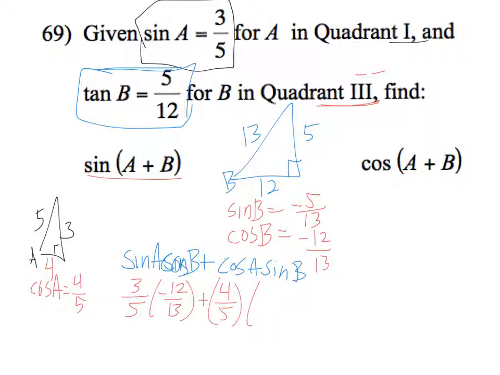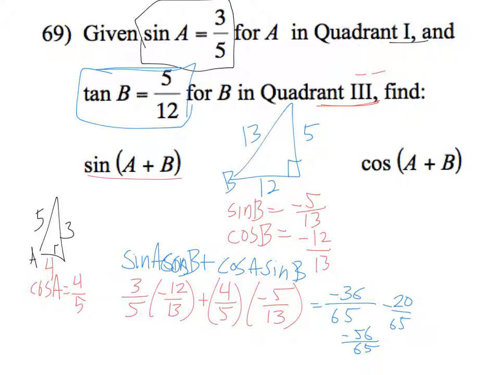Sine B is negative 5 over 13. That's equal to negative 36 over 65 minus 20 over 65. In other words, negative 56 over 65.